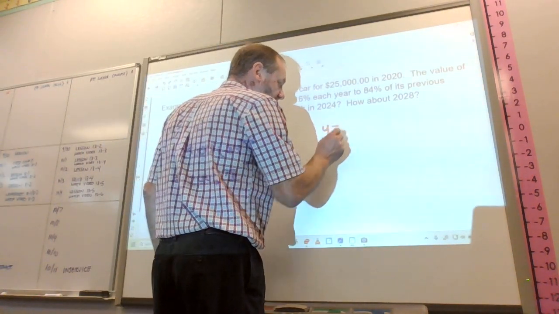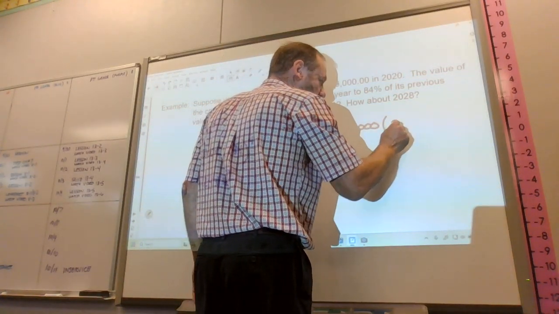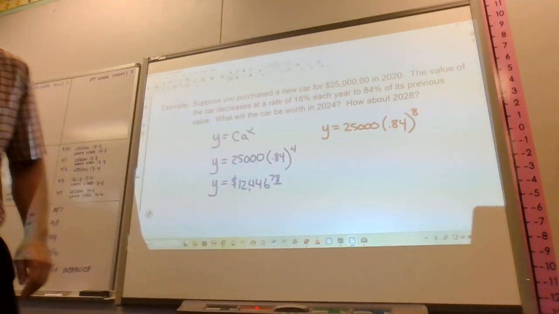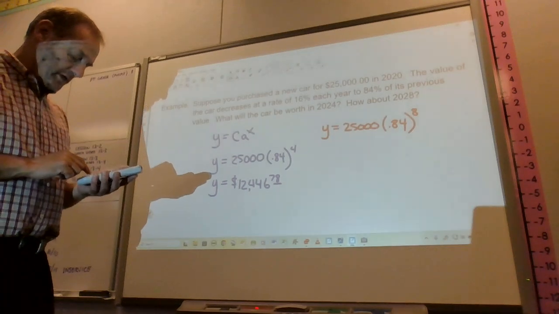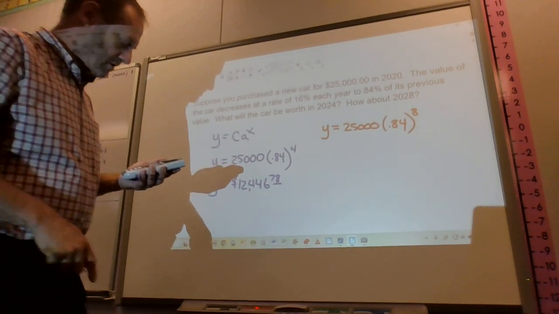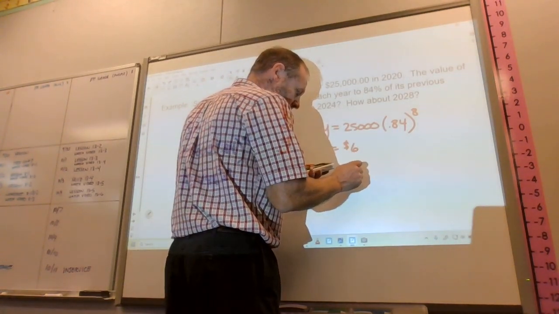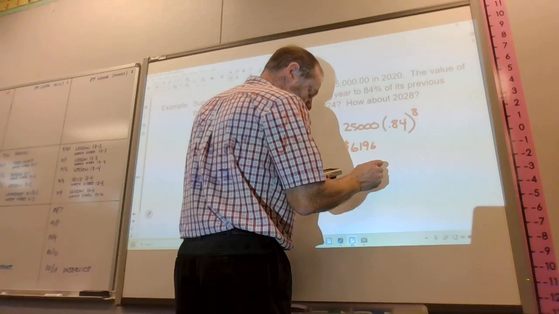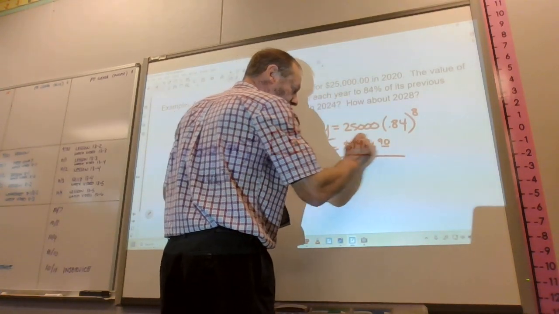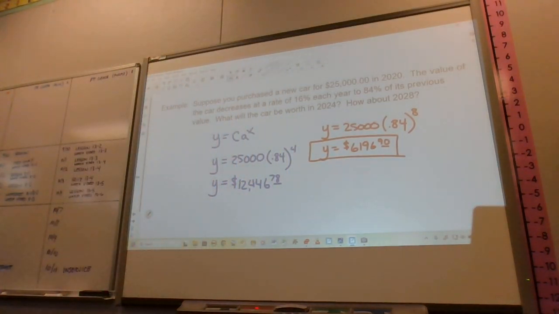Okay, so 2028 is going to be y equals 25,000 times 0.84 to the 8th power this time. Okay, so times 0.84 to the 8th power. That's going to be about $6,196.90. Okay, so if you estimated $6,200 or so, you'd be about right.